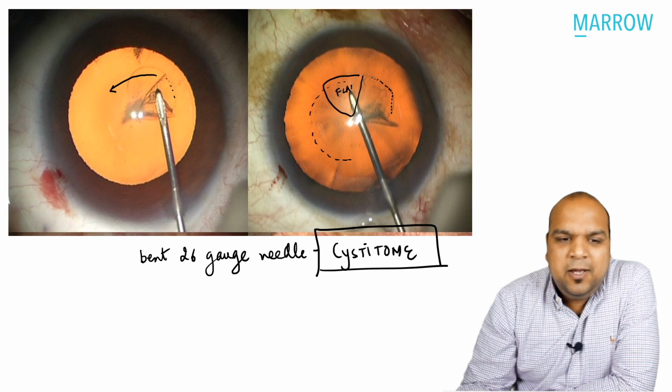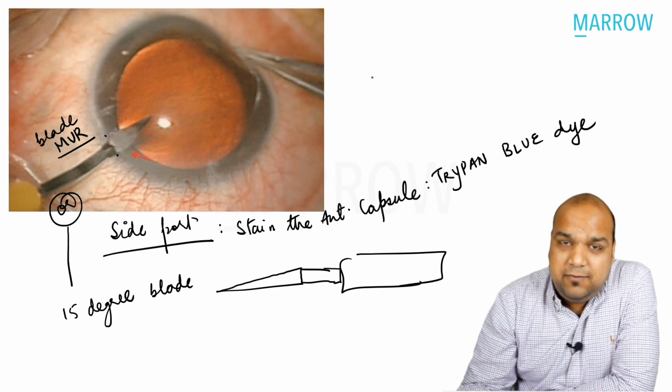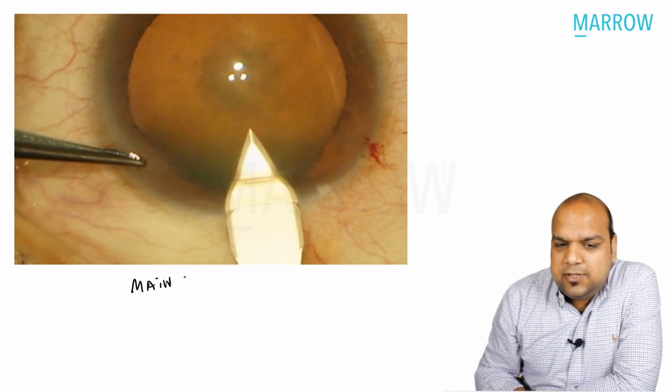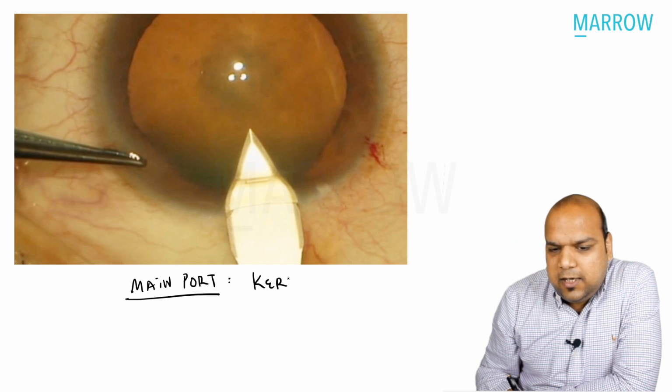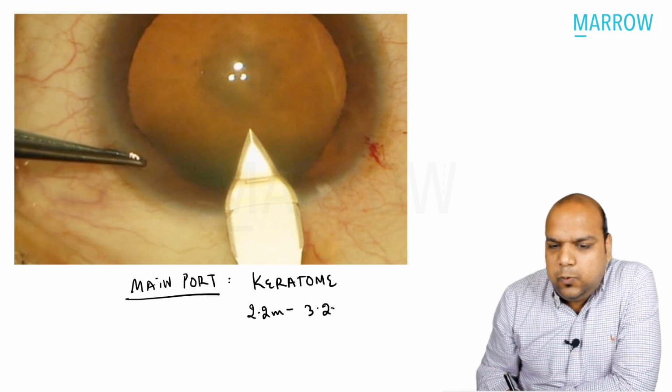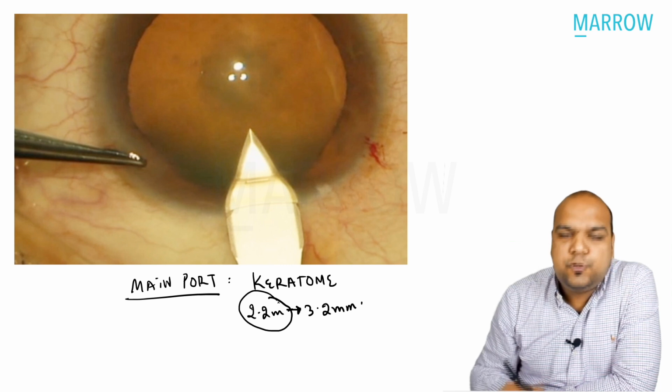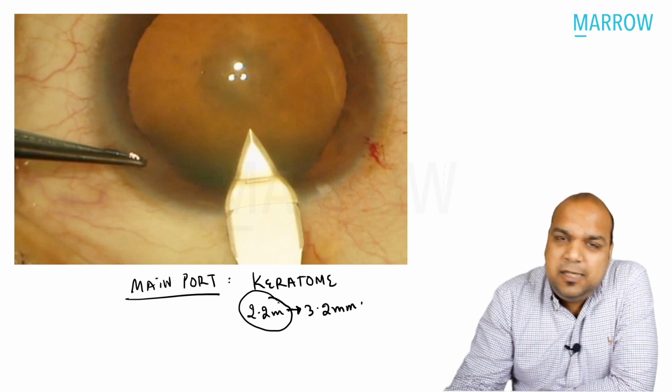Now, moving on to the next step, everybody. After we have done this, we create the main port. So you will see a larger blade being used. This is done using a keratome. Keratome can be 2.2 mm to 3.2 mm in size. Generally these days, with advancements, with good machines, a 2.2 mm keratome is being used, everybody.